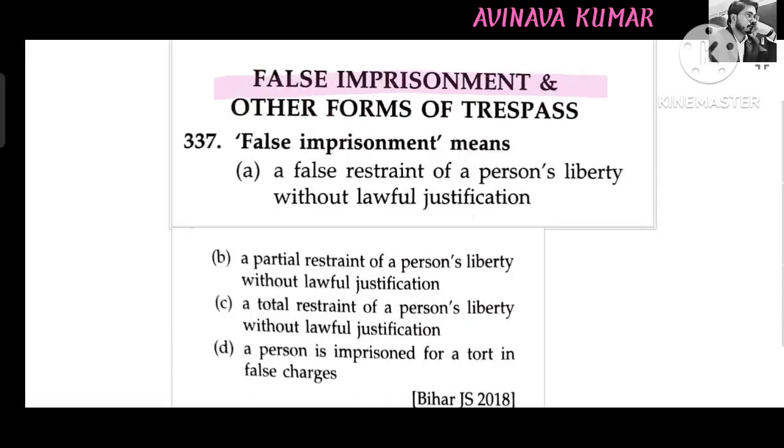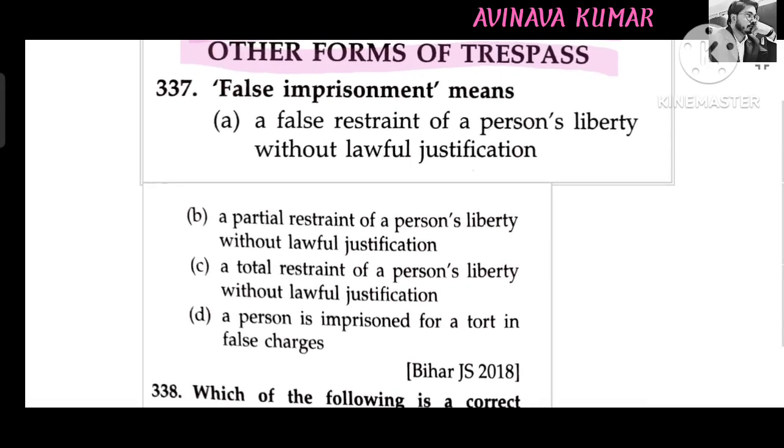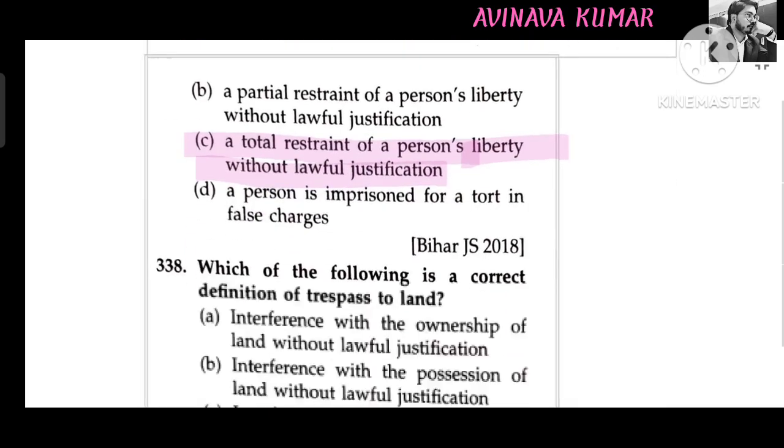False imprisonment, and other forms of trespass. False imprisonment means a total restraint of a person's liberty without lawful justification.